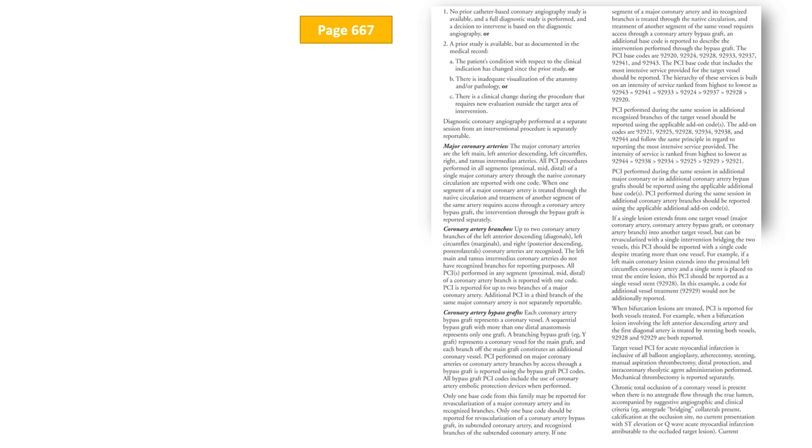If no prior catheter-based coronary angiography study is available and a full diagnostic study is performed, and that study is the reason, the basis for the decision to intervene. Another reason that you can report it is if a prior study is available, but it's documented in the medical record that either the patient's condition has changed or there's inadequate visualization of the anatomy and/or pathology, or there's been a clinical change during the procedure that requires a new evaluation outside of the target area of intervention. If you've done the diagnostic coronary angiography at a separate session, that is, of course, separately reportable.